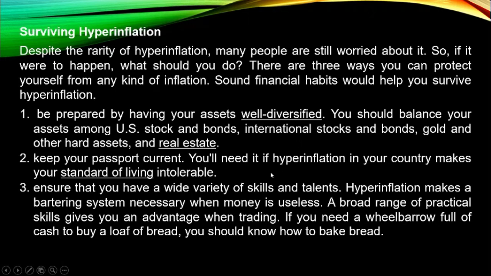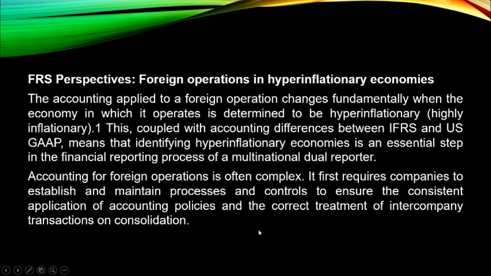Keep your passport current. You'll need it if hyperinflation in your country makes your standard of living intolerable. Ensure that you have a wide variety of skills and talents. Hyperinflation makes a bartering system necessary when money is useless. A broad range of practical skills gives you an advantage when trading. If you need a wheelbarrow to carry cash to buy a loaf of bread, you should know how to bake the bread.